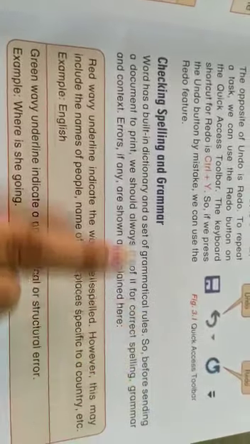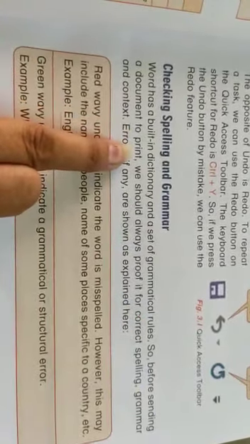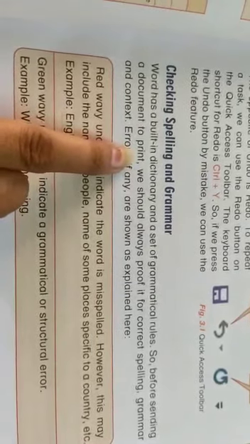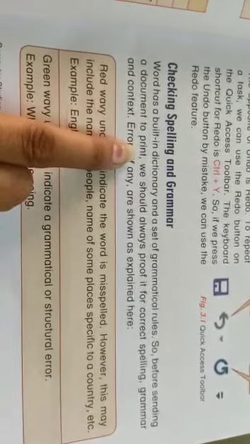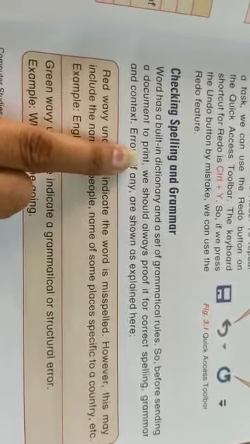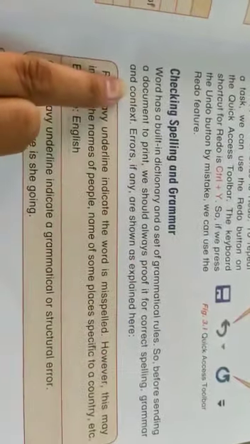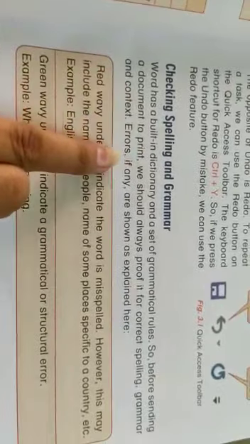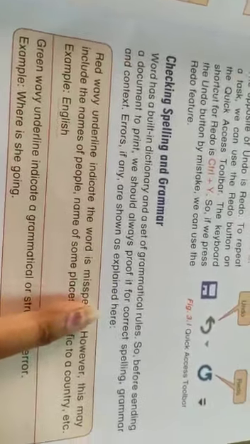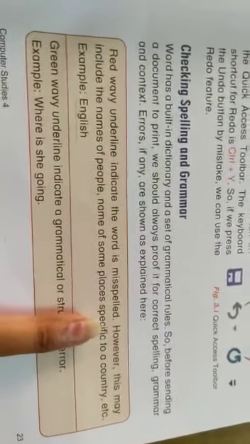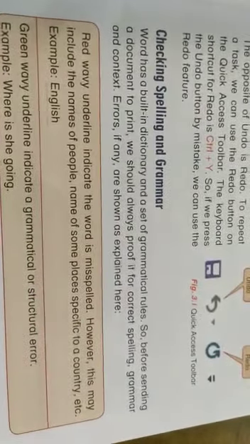So, before sending a document for printing, we have to check whether the spelling and grammar are correct or not. We should always proof it for correct spelling, grammar and context. Errors, if any, are shown as explained here. Now, if any error is there in your document, how it is shown is given here.